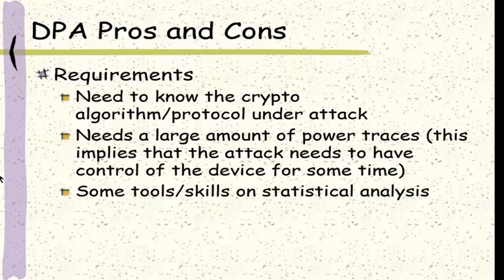First, the attacker must know the crypto algorithm under attack. It is well known that the security of a cipher or a crypto system is based on how hard it is to break the secret key, not on which crypto algorithm the system uses. But in practice, knowing which crypto algorithm the system uses can be very, very helpful for the attackers.